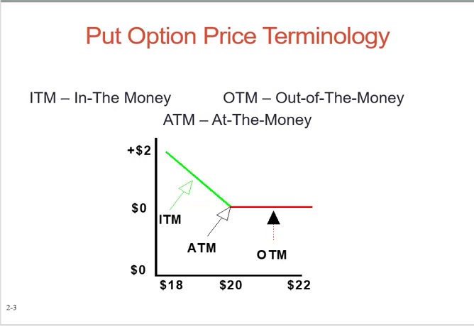At the kink, where the green and the red meet, we call that at the money. You're neither making nor losing. You're just at the point of maybe making money. The green line is as the price drops, you're earning more and more money, so we say it's in the money. So in the money by definition is the intrinsic value is positive. At the money, the intrinsic value is absolutely zero. And out of the money, the intrinsic value is a negative number. You avoid the negative number by not exercising the option.